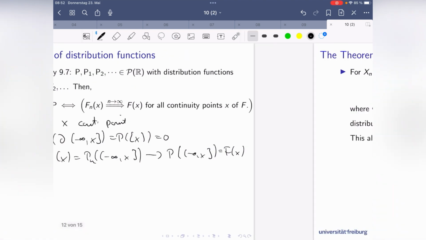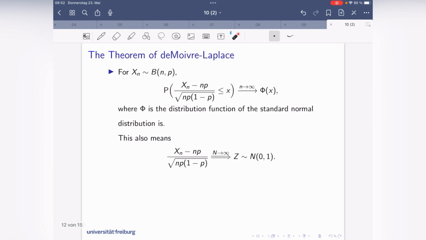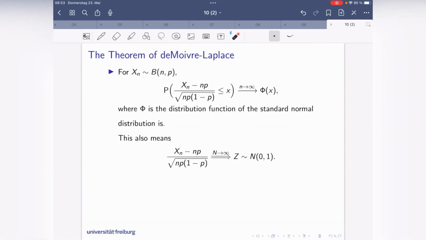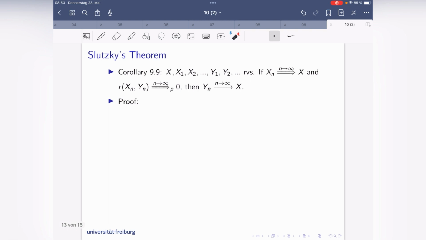I already, I hope, convinced you that the old theorem of de Moivre-Laplace is weak convergence, so that's what we now have, because these are just the same. And the continuity points are all points. And I'll end this video with 3 results. One of them I will prove, and the other 2 of them I will not prove here, but they're proved in the manuscript.